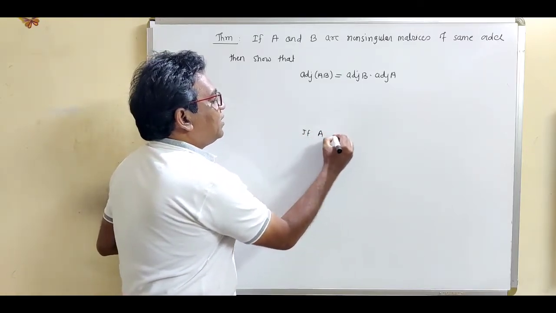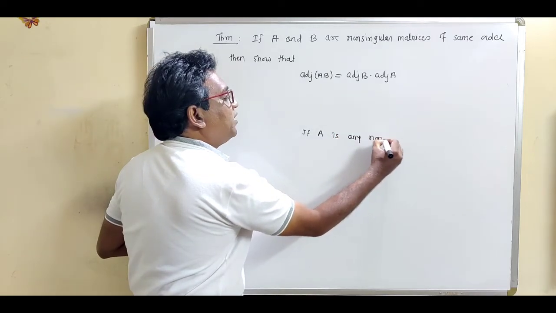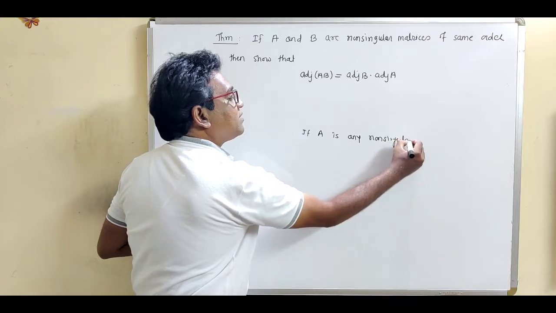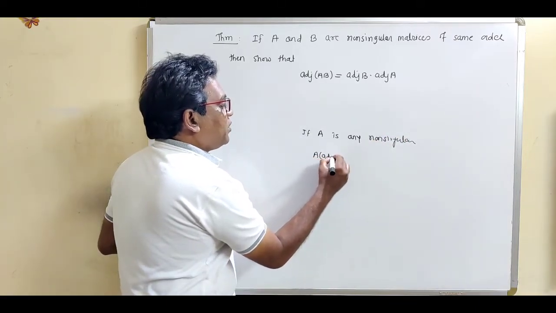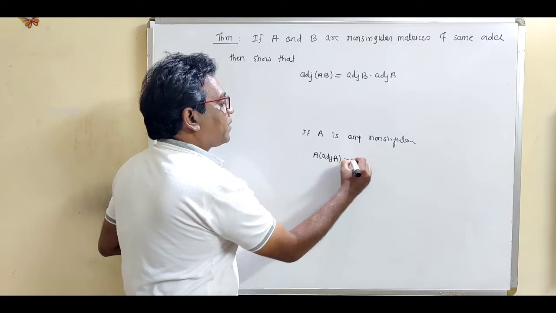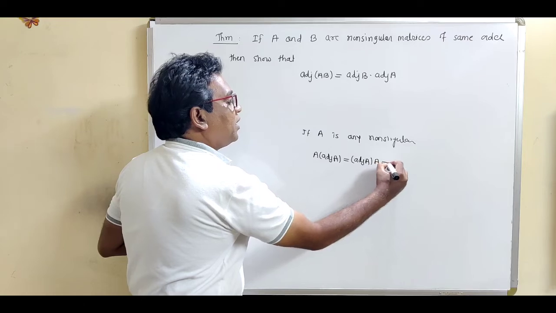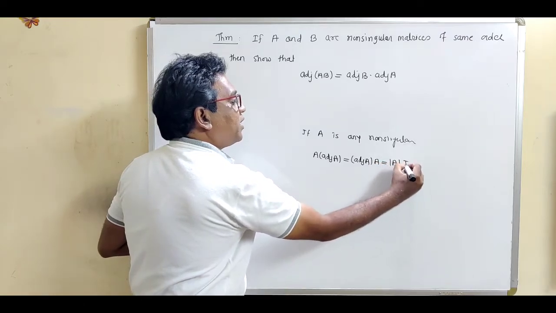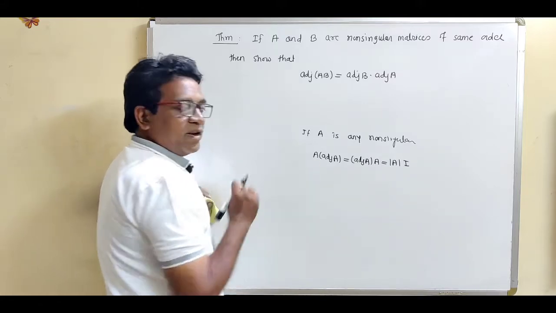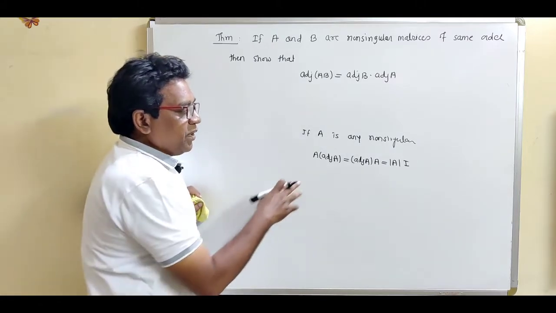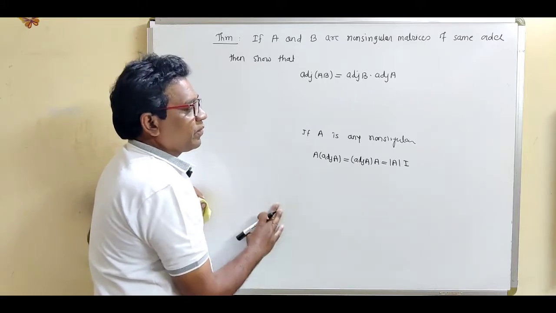If A is any non-singular square matrix, then A into adjoint of A, this is same as adjoint of A into A is equal to determinant A into I. We have proved this theorem. In previous video, we have shown this result.